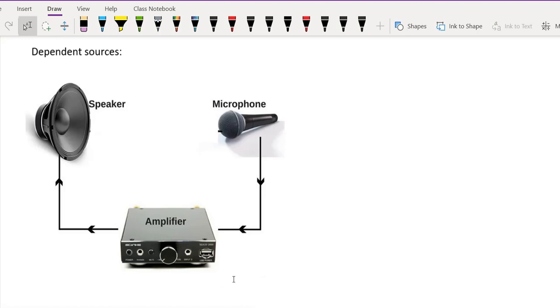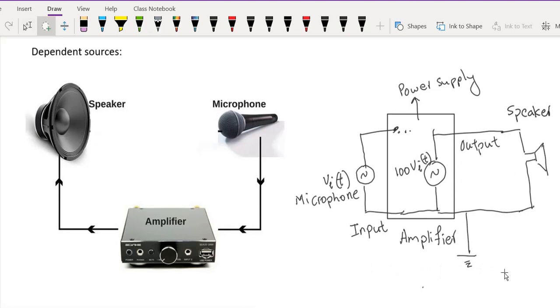Now let's say we want to model this whole thing using a circuit. Here is an example circuit which can model this setup. Let's look at the details. At the input side, I have the microphone, which is generating a voltage signal. The box here is the amplifier, and the input voltage generated by the microphone is being fed into the amplifier.